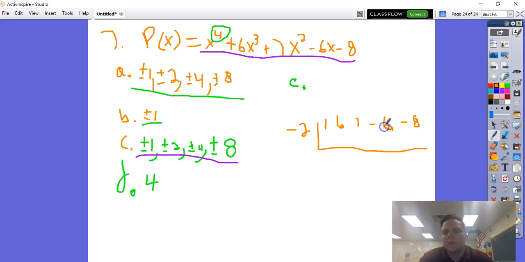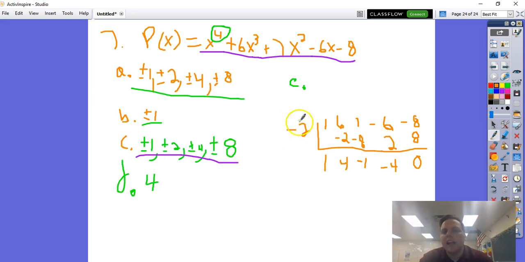So carry down my 1. Negative 2 times 1 is negative 2. 6 plus negative 2 is 4. Negative 2 times 4 is negative 8. 7 plus negative 8 is negative 1. Negative 2 times negative 1 is positive 2. Negative 6 plus 2 is negative 4. Negative 2 times negative 4 is positive 8. And I get a 0 remainder.